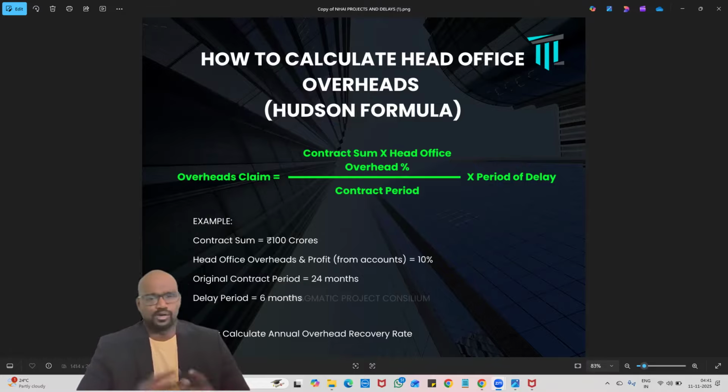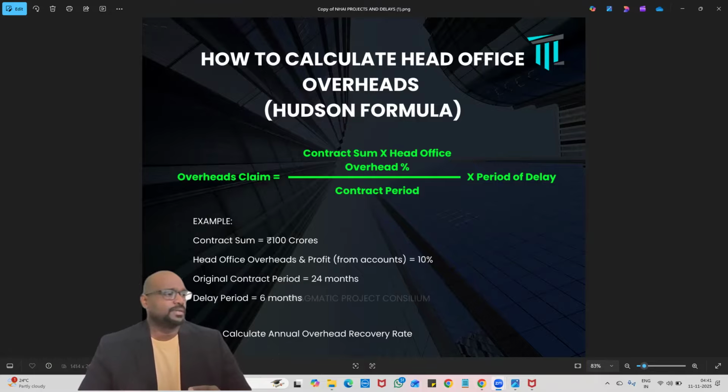You can have a doubt: what will be the usual percentage of head office costs? It will range from 10% to 20%, depending on the size of the project. The larger the project, the lower the head office cost. The smaller the project, the higher the head office cost. So the head office overheads and profit is declared as 10%.